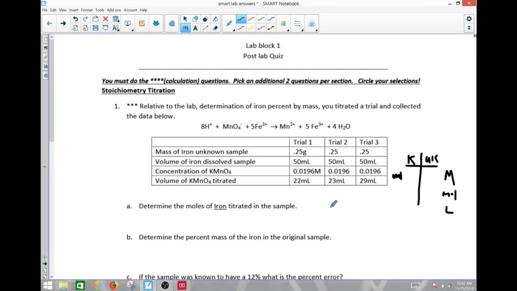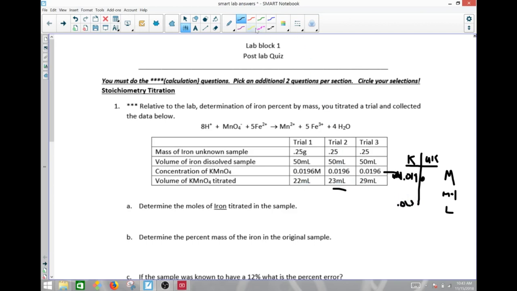Again, here it's saying we're titrating against KMnO4. Here's the concentration of the KMnO4, so that's going to be the known item here. I'm going to go with 0.0196. That's this one right there. And then the volume used, I'll use the first trial, I'll use the middle one. Let's use 23, 0.023.